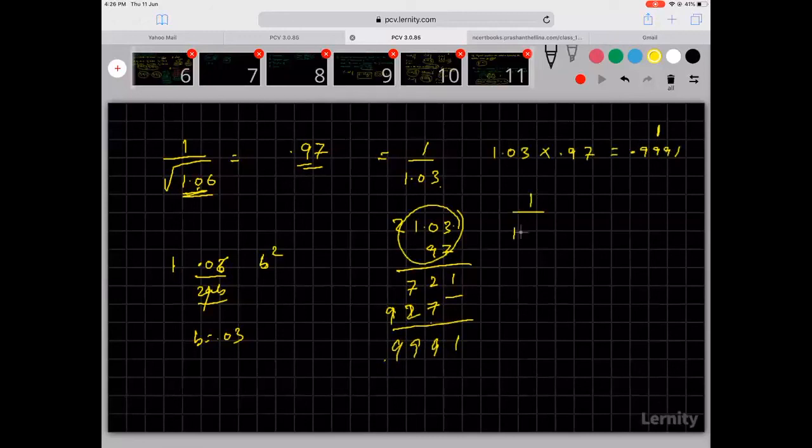So I think 1 by 1.03 is equal to 0.97. 1 by 0.97 is equal to 1.03. I can't explain how all these work. These are tricks that I have developed for myself because I want to crack the exam.